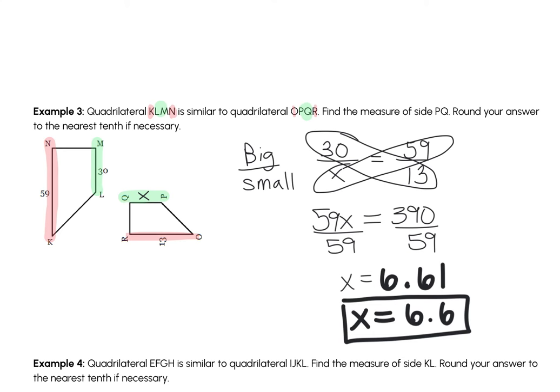Remember, if it's less than 5, you're just going to leave it. 1 is less than 5, so I'm going to leave this 6.6. Pause if you need to.